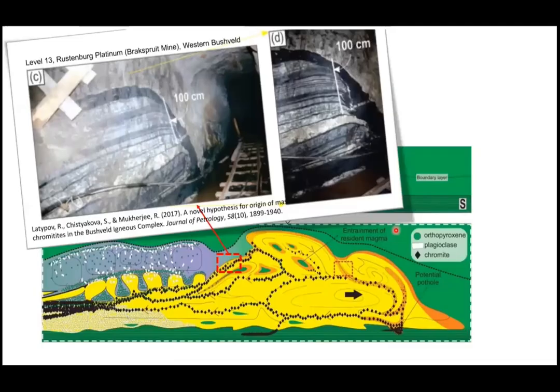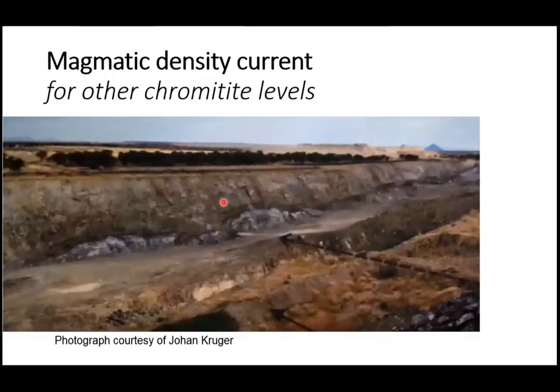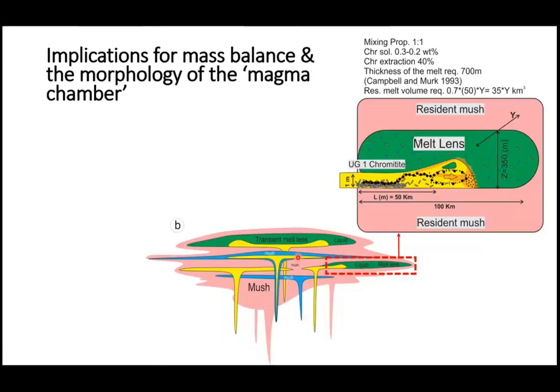This is a photo from the western limb. Here we can see a small polyphase density current. I think UG1 chromitite is probably the current head or frontal region that was arrested in action during the propagation stage. And this photo shows the density current frozen in time at the UG3 chromitite. This photo is from the western limb, and suggests that magmatic density currents can be operated at other levels of the Bushveld Complex.